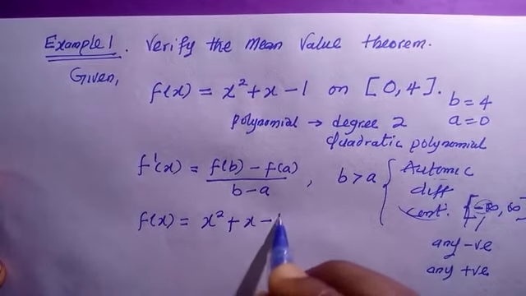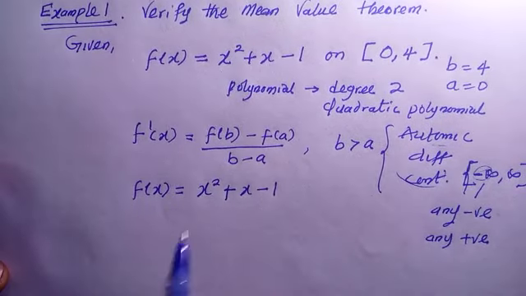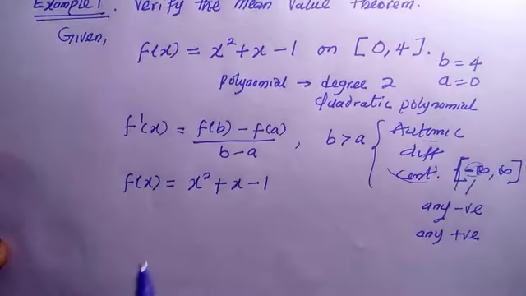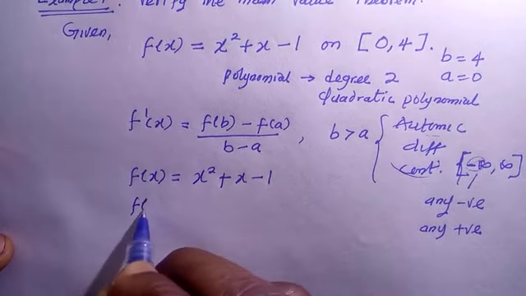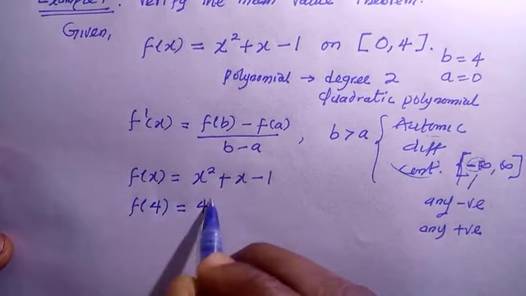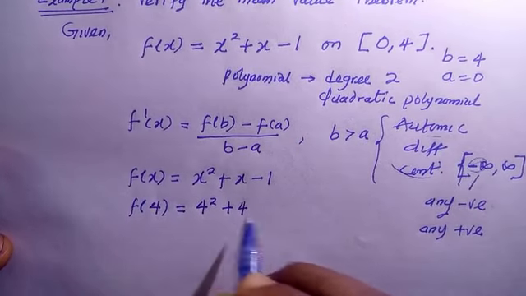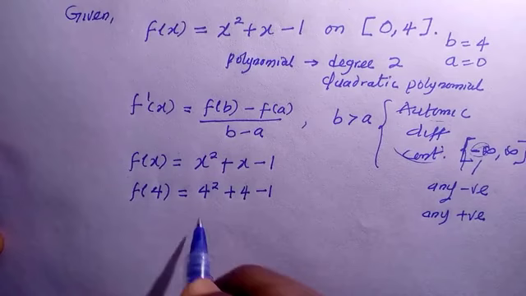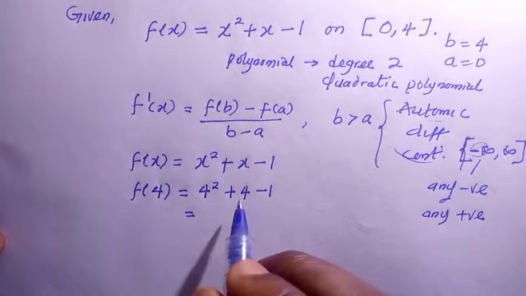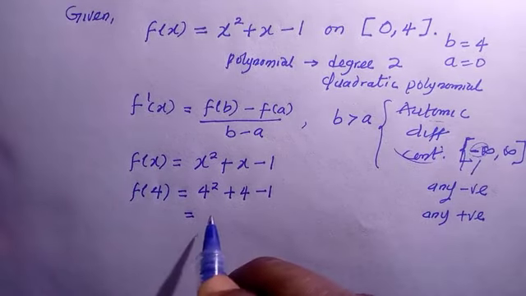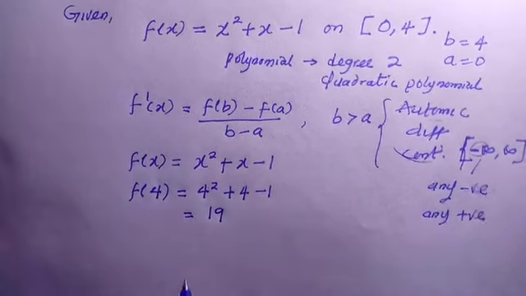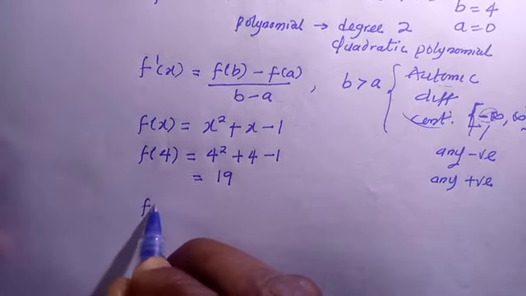We have f of x equals x squared plus x minus 1. If I want to determine f of b, we already know the value of b, which is 4. So to know f of b, we just replace x with 4, which is already our b. So f of 4 is also our f of b. After we plug in all these values, we have 4 squared plus 4 minus 1, and the entire thing becomes 19. So 16 plus 4 minus 1 is 19.